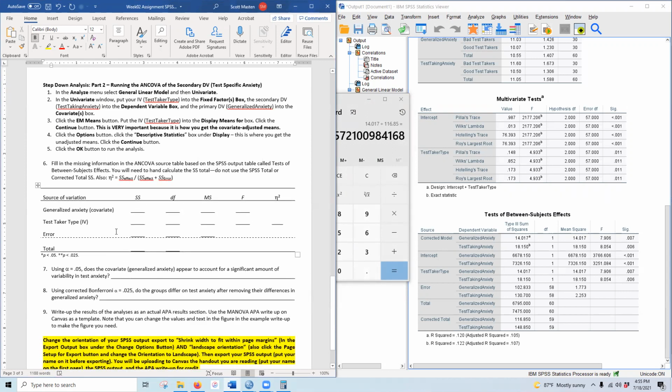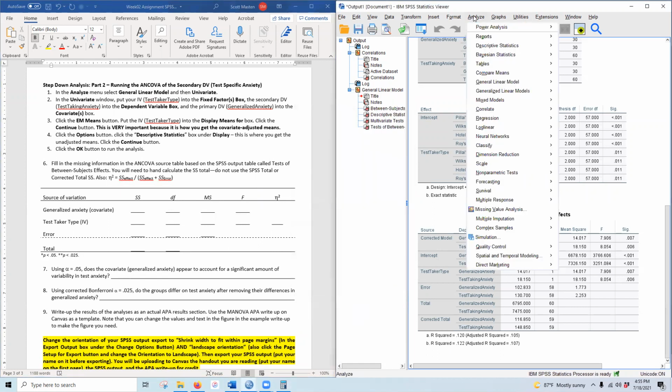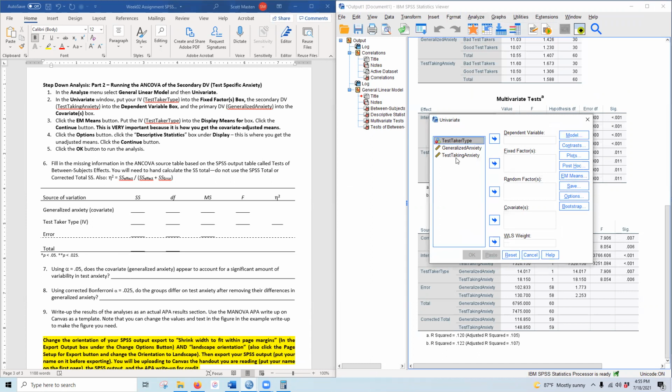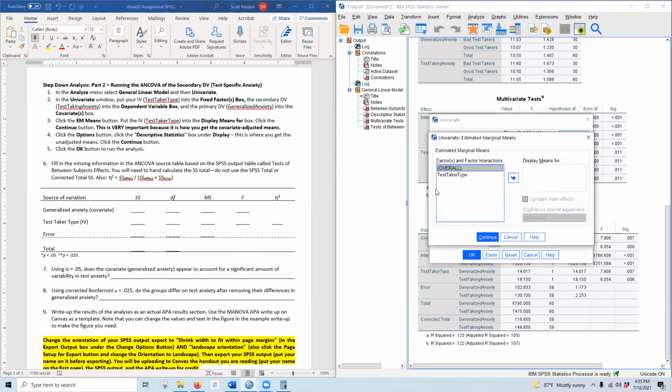So now we're going to go ahead and do the second part of our step-down analysis, which is an ANCOVA comparing good and bad test takers on test-specific anxiety after we remove differences between those groups on generalized anxiety. So here we go to General Linear Model, Univariate, and we put test-taking anxiety in the dependent. Test taker type is our fixed factor. Generalized anxiety is our covariate. And what else? EM means, so we get our adjusted means.